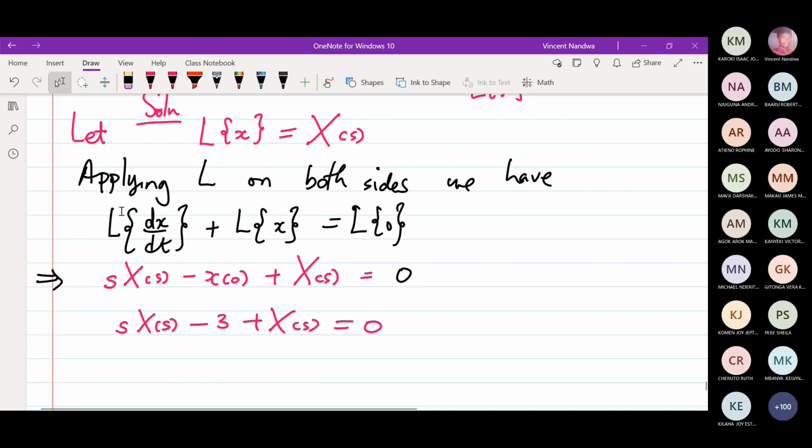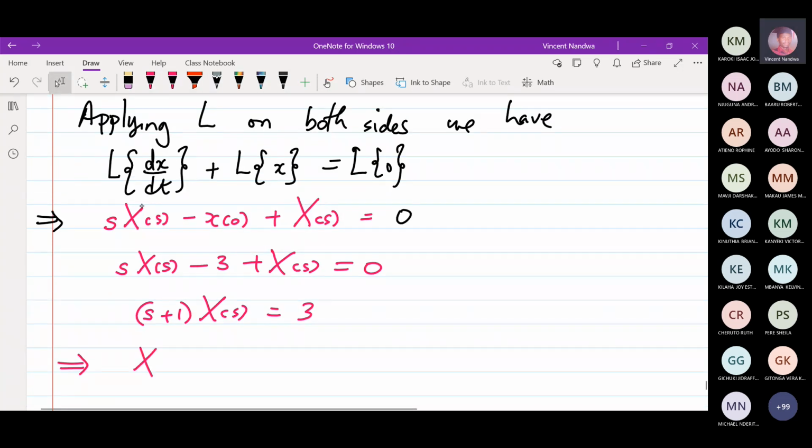What do we do next? Make X the subject. So remember, we can say (s plus 1) X of s equals 3, which means that capital X of s alone will be 3 over s plus 1.